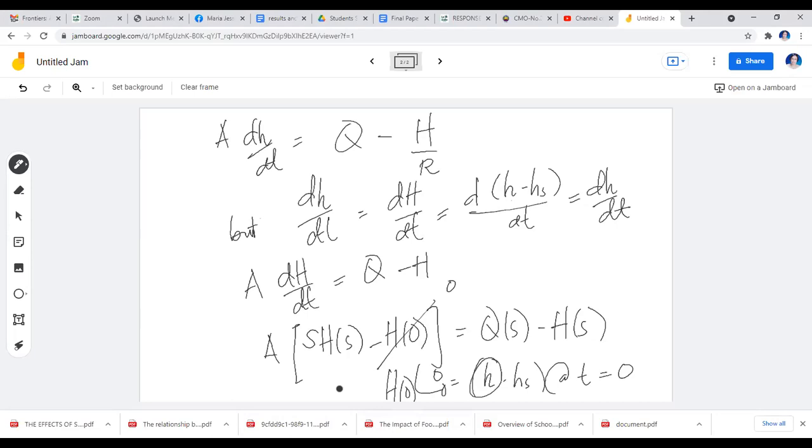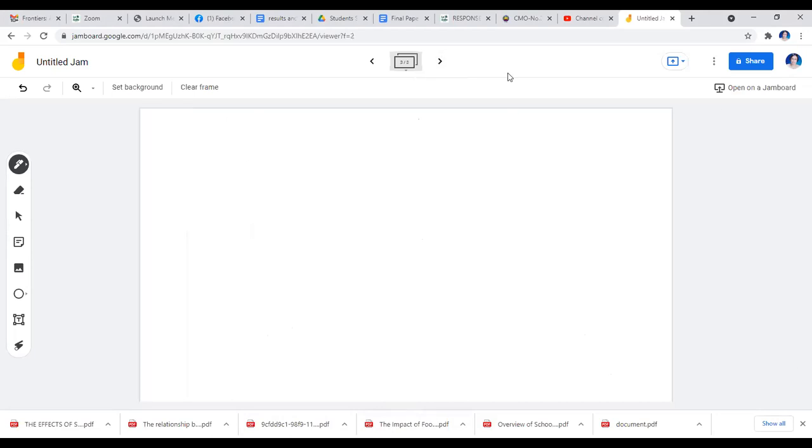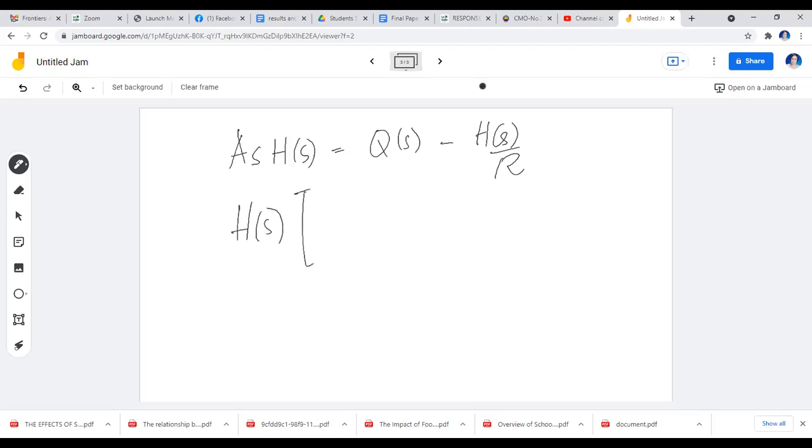So if you simplify further, that will give us a left side, which is AS, H of S, equal to Q of S minus H of S over R. Now I'll transfer this on the left side because that's where I have the H of S. And I like to factor out the H of S in the two terms on the left. So I will have AS plus 1 over R, after this one is transferred on the left already. I will have the product of A and S for this one, and 1 over R for this one. The right side is still Q of S.